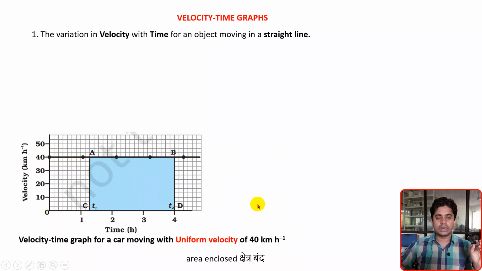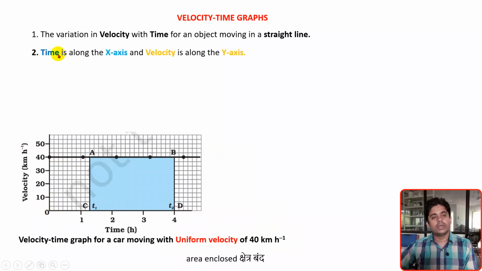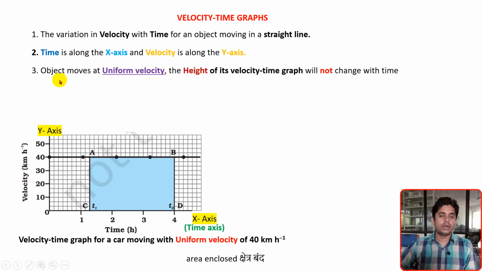This x-axis is the time axis and on the y-axis we have taken the velocity. Now the object moves at a uniform velocity, so the height of its velocity time graph will not change with time. Mainly, we have discussed uniform speed.